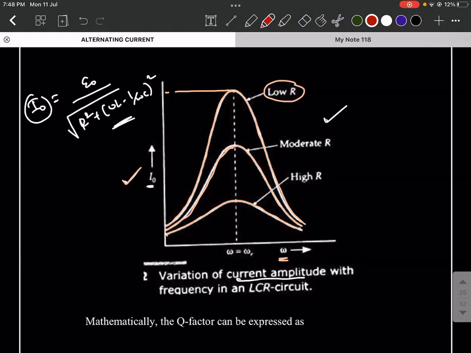So what is this frequency that corresponds to the maximum value of current? That frequency is what is called the resonance frequency. At the resonance frequency, you will have the maximum current. Now what will happen? So this is how the graph is. So you have low resistance, moderate resistance and high resistance.